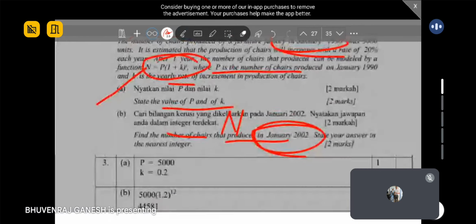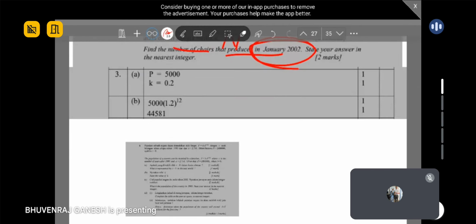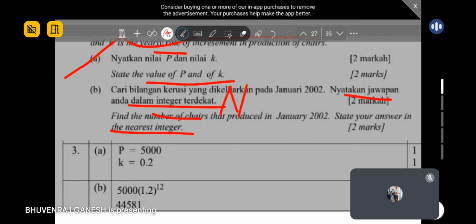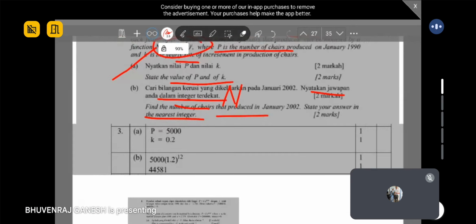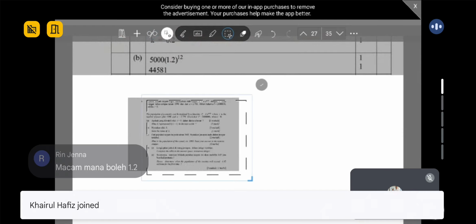Then you just tekan calculator, get the answer. Boleh? Can, right? So this is your answer for question B. Make sure you give it as whole number. Kena bagi dalam integer terdekat. Maksudnya nombor bulat, whole number. Cannot give decimal. Perpuluhan tak boleh. Alright. So we come to the next question.